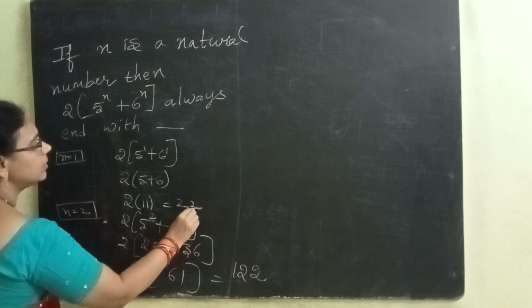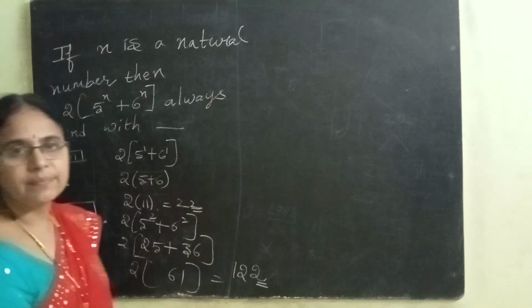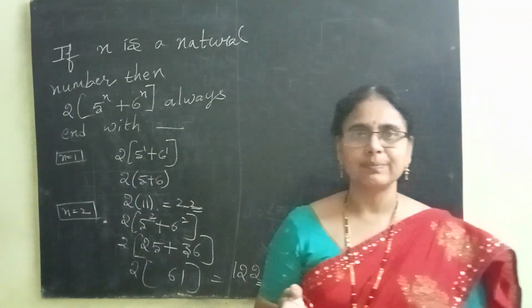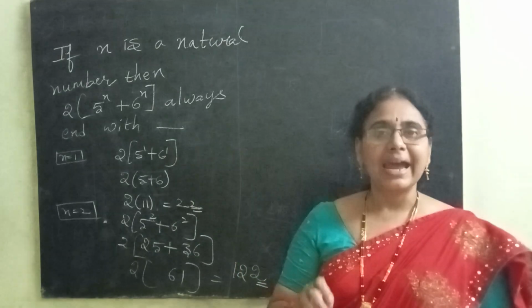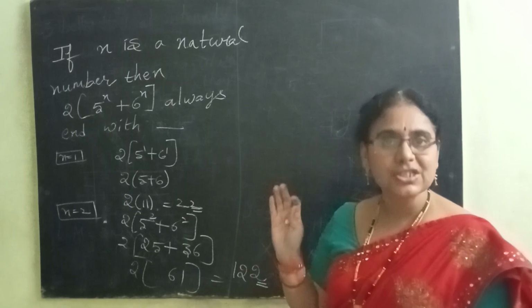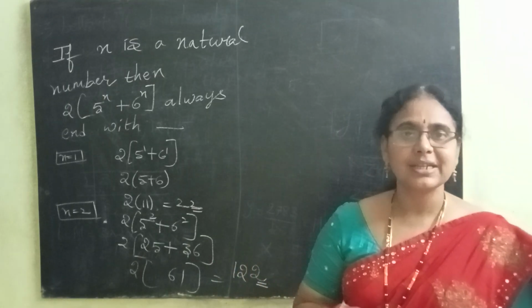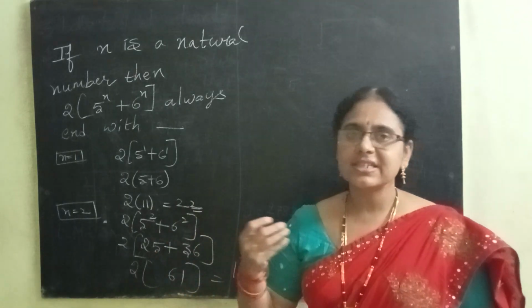That means you want the unit digit. He wants the unit digit. By checking the two examples, I hope you are clear, it ends with the digit 2. Clear? n is a natural number, he said. So we are taking as examples n is equal to 1 and n is equal to 2.